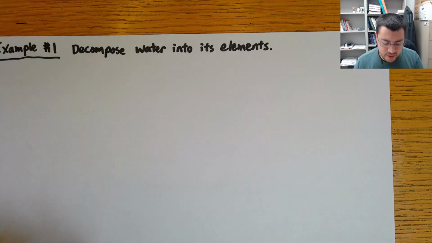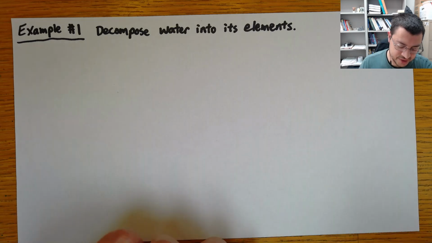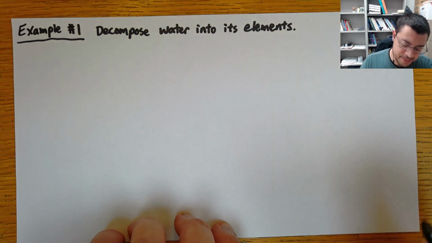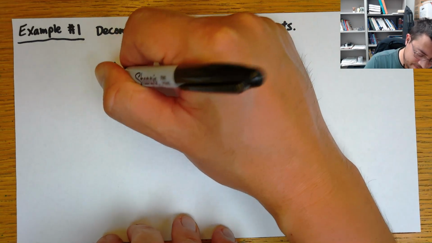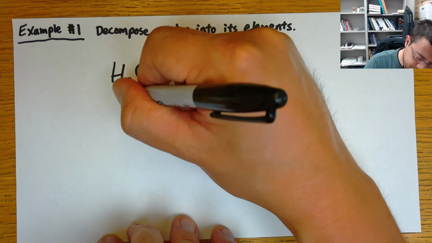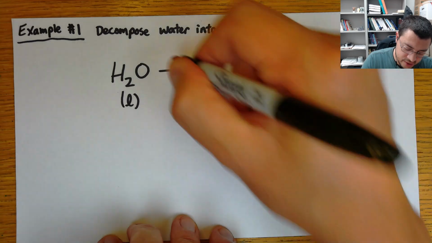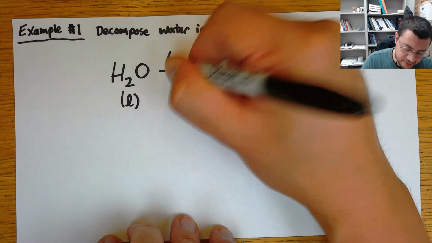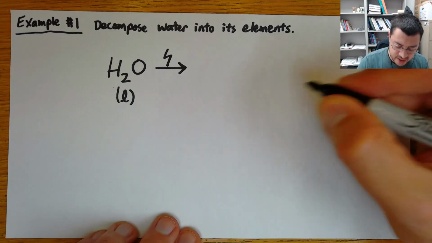Example number 1, we'll start with one of the most industrially important decompositions, which is the decomposition of water into its elements. So we'll start with water. Water is a liquid. And to decompose water, you're going to need to apply a voltage, some electricity, and you'll need an electrolyte.